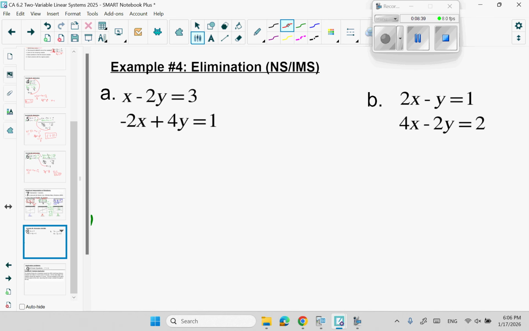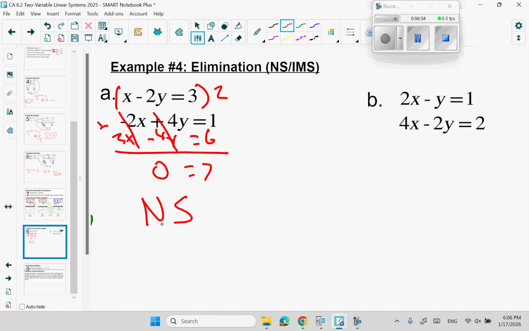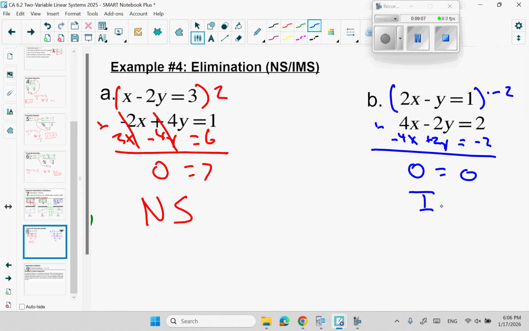Here, if I were to multiply this top one by 2, we get 2x minus 4y equals 6. Combine. X's cancel, y's cancel. 0 equals 7. No solution. Here I can multiply this one by negative 2. Negative 4x plus 2y equals negative 2. Combine. 0 equals 0. Infinitely many solutions.